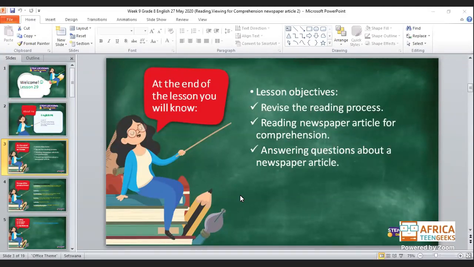So, yes, this is what we are doing today. We will revise the reading process. Do you remember the reading process? We did it previously in one of our lessons. Then we are going to apply the reading process when we read the newspaper article for comprehension, and then we will answer questions about a newspaper article.